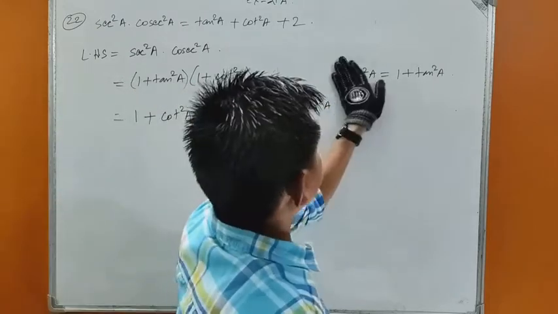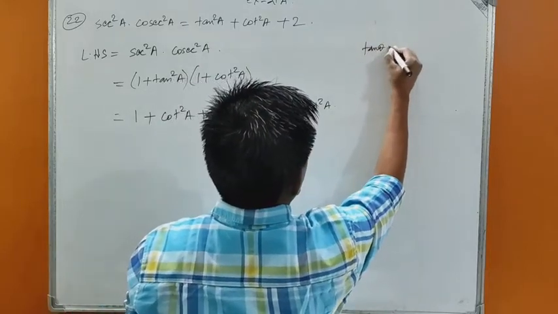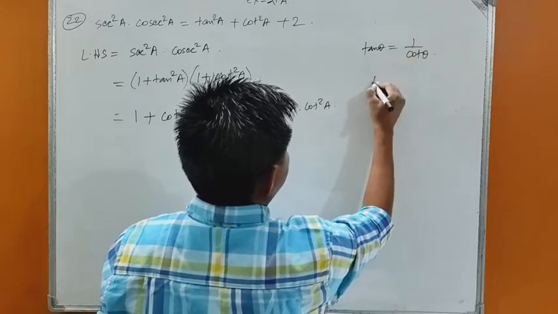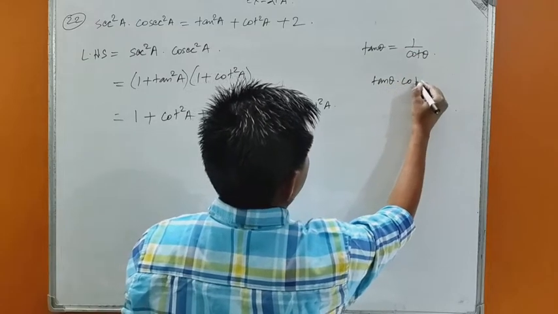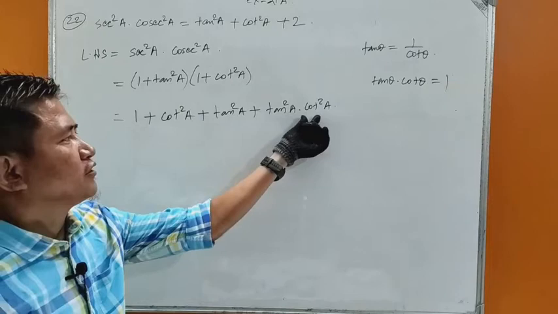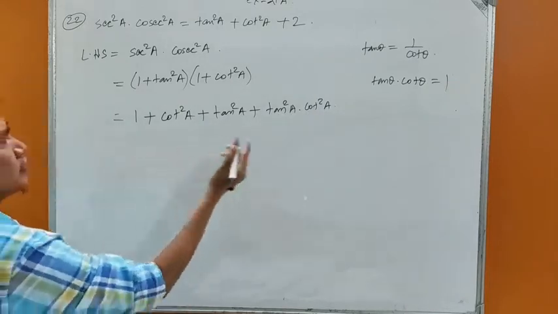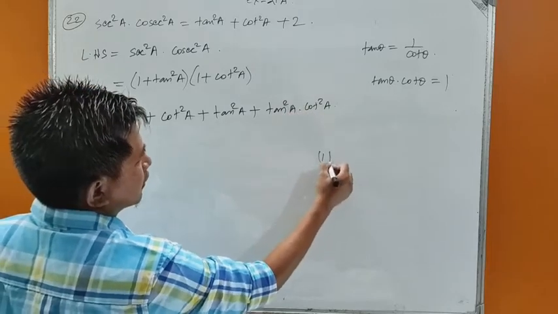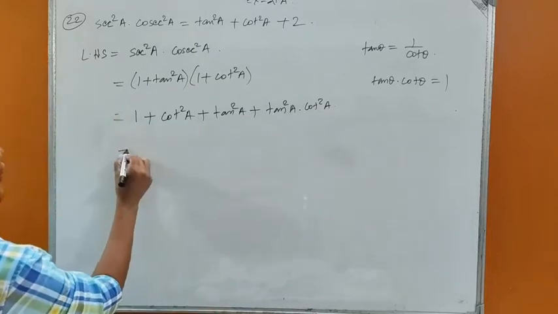So you know that tan theta equals 1 upon cot theta, isn't it? That means let us cross multiply this cot theta here. Tan theta into cot theta equals 1. That means tan square a into cot square a means 1. 1 squared means 1, isn't it? So tan theta into cot theta means 1, so this square means 1 square, and 1 square means 1. So no need to write that 1 square, okay?